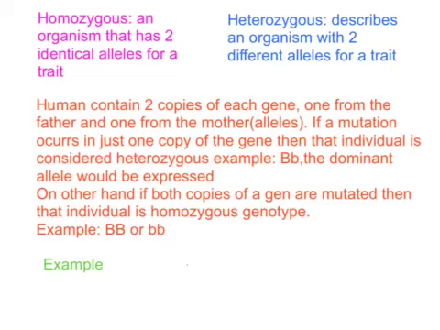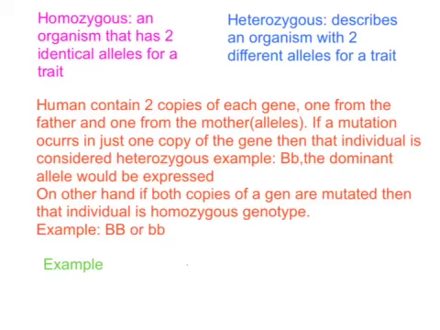Humans contain two copies of each gene, one from the father and one from the mother. If a mutation occurs in just one copy of the gene, then the individual is considered heterozygous. Example: capital B and lowercase b. The dominant allele will be expressed. On the other hand, if both copies of a gene are mutated, then the individual has a homozygous genotype. Example: two capital B's or two lowercase b's.